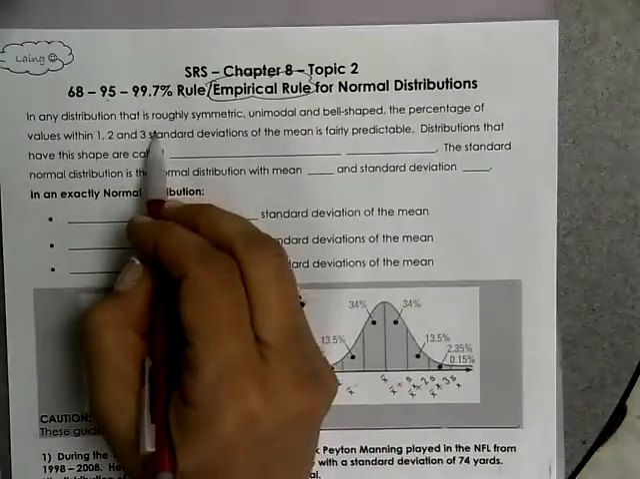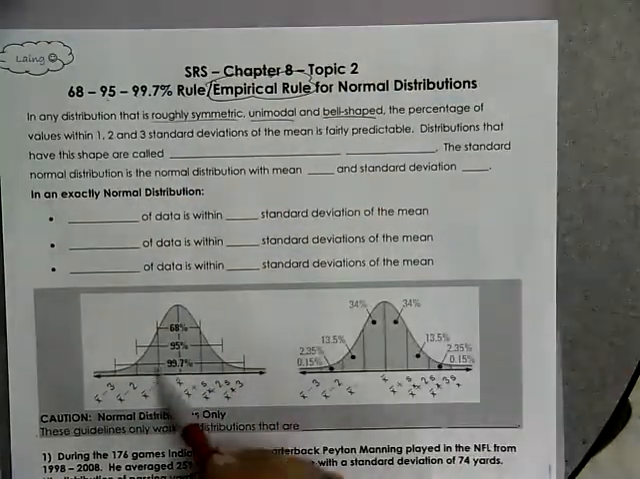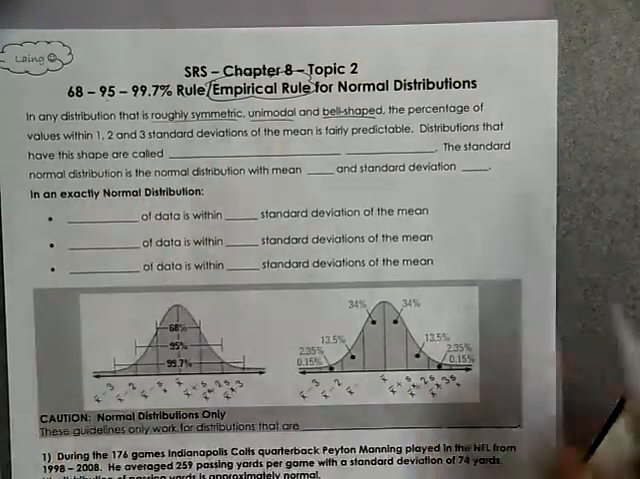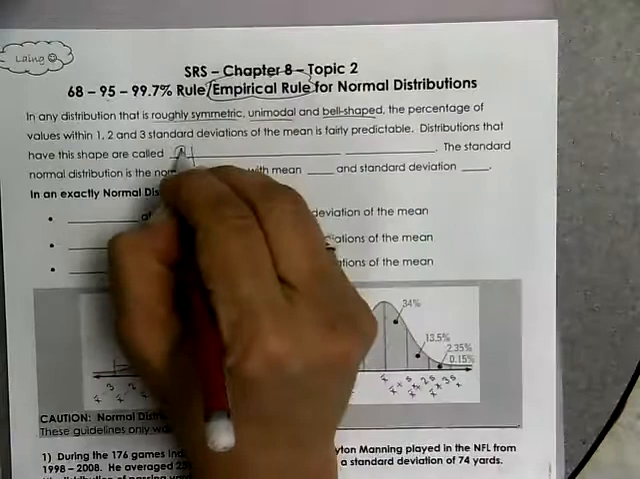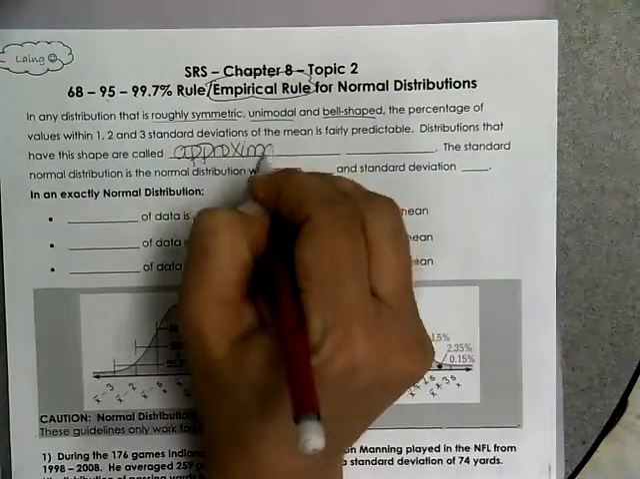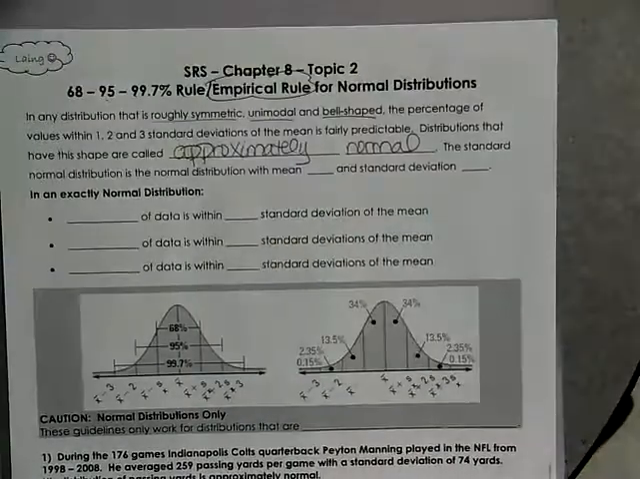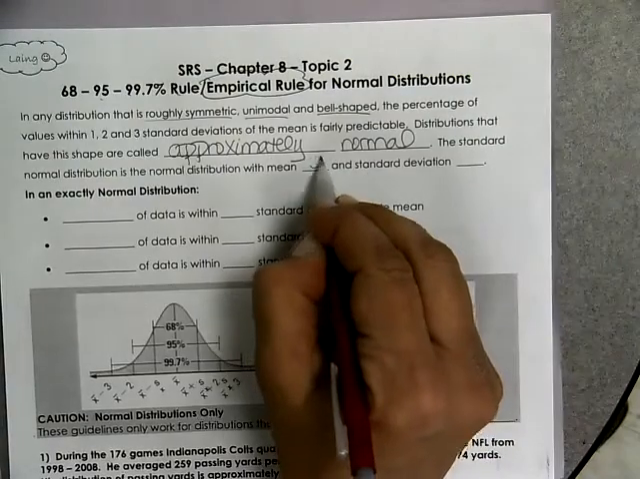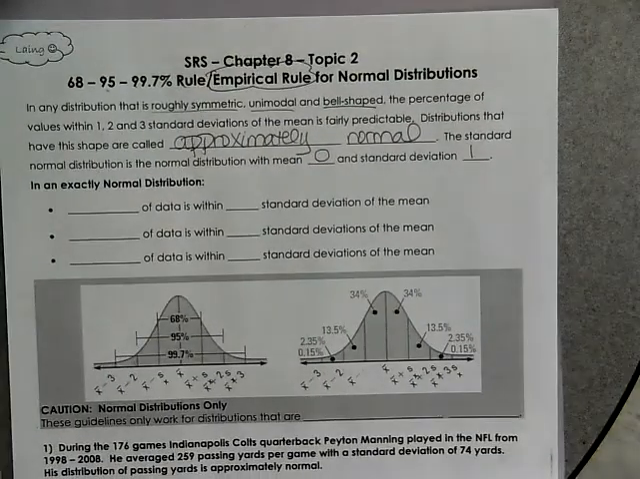So in any distribution that is roughly symmetric, unimodal, and bell-shaped, so essentially looking like these pictures here, the percentage of values within 1, 2, and 3 standard deviations of the mean is fairly predictable. Distributions that have this shape are called approximately normal. And the standard normal distribution is the normal distribution with a mean of 0 and a standard deviation of 1. We'll talk more about that in another section.